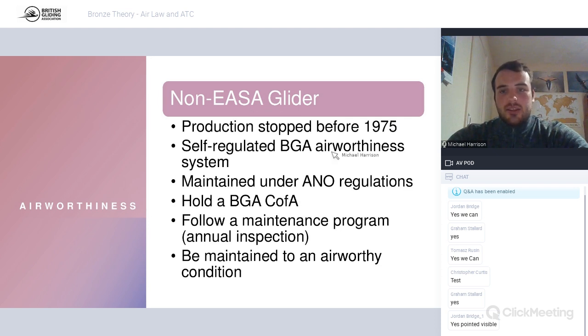Essentially, they are regulated under the Air Navigation Order, not under EASA regulations. They follow an annual maintenance program, but essentially what they need is an annual inspection. That's the primary piece of maintenance you have to do to a non-EASA glider. They do also have to hold a BGA certificate of airworthiness, and that has to be renewed every year.